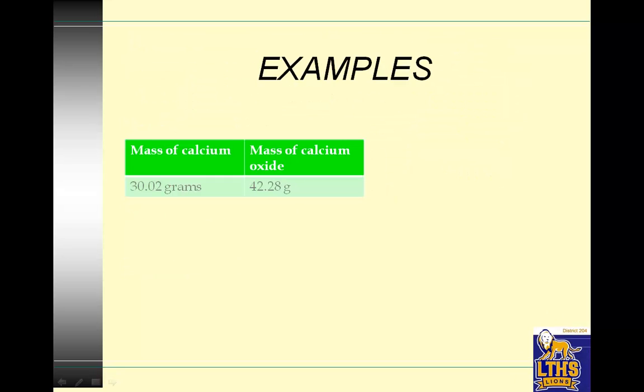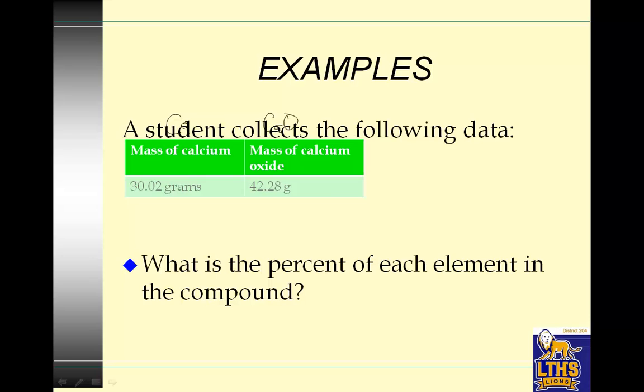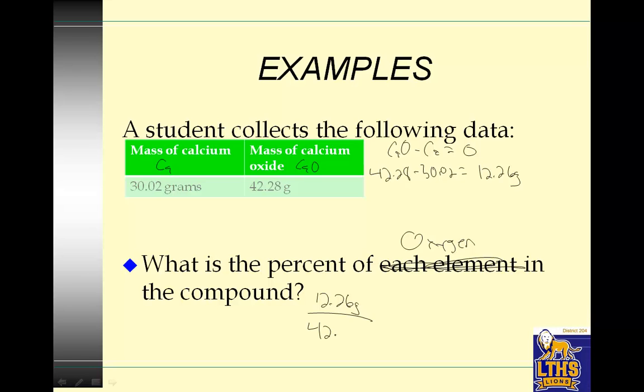So, calcium oxide. If calcium is Ca, and calcium oxide is CaO, if I'm supposed to find the percent, what is the percent of each element in the compound? Well, let's just do oxygen. Okay, so again, calcium is Ca, this is CaO. So what is the mass of oxygen? Well, CaO minus Ca equals O. CaO is 42.28. Calcium is 30.02. So O is 12.26 grams. So the percent of oxygen would be 12.26 grams divided by 42.28 grams. Now notice, the better you label it, the clearer it is. See how this is O over CaO? That way you can tell it's part over total.